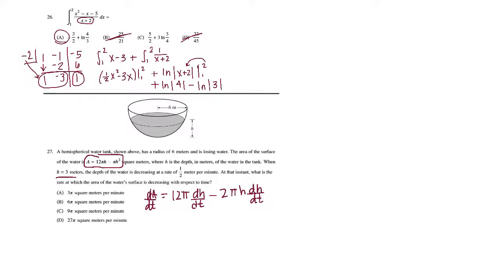And so we're also told that when the height is 3 meters, then the water is decreasing at a rate of 1/2 meter per minute. So we have to find the rate of change in the area. So that's going to be 12 pi times 1/2 minus 2 pi times 3 times 1/2.